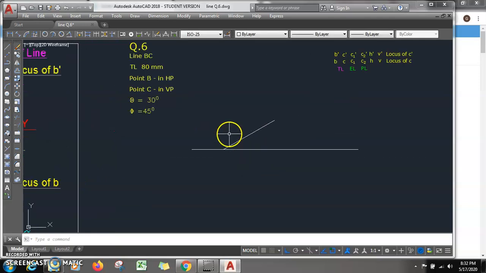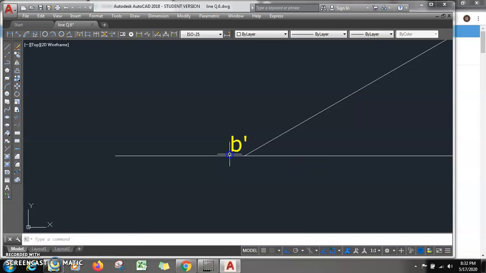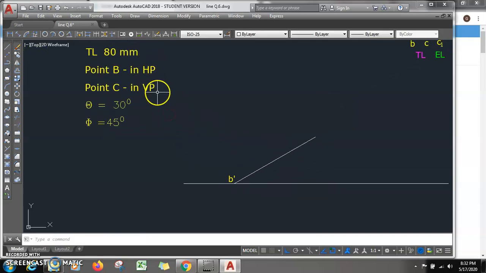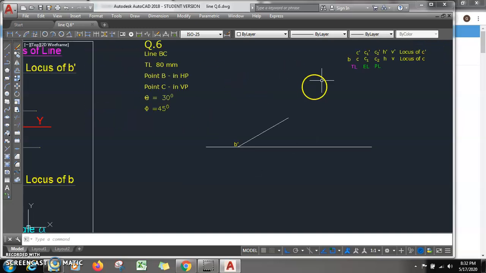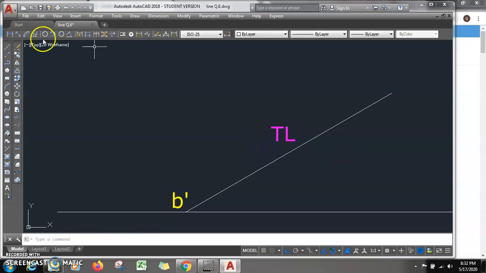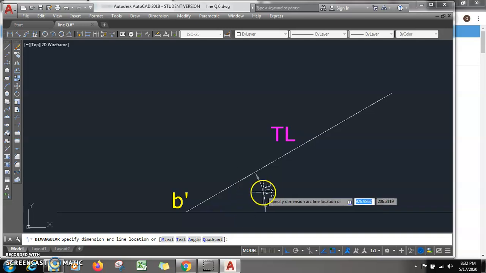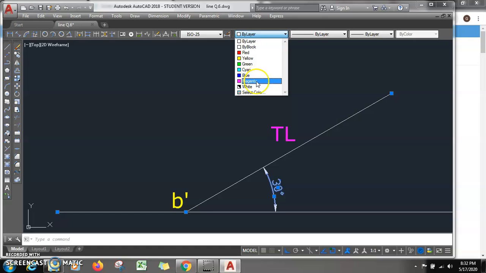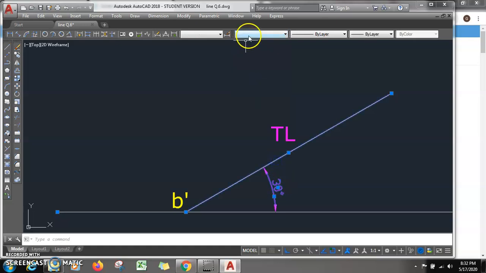So you can see, this point is B dash, which is there on HP. Then which is the true length? This thing is the true length. And this inclination, you see, is theta. I will show this by this color.